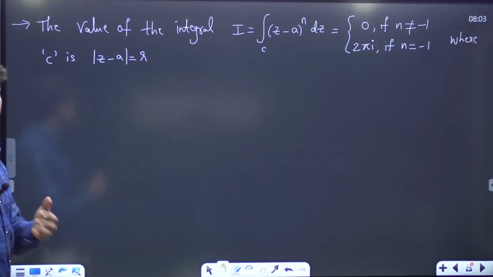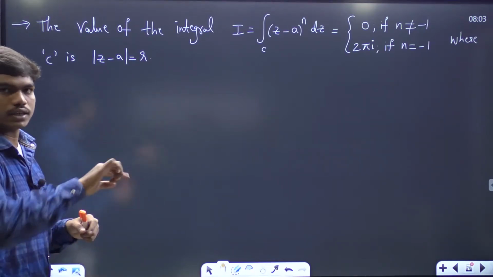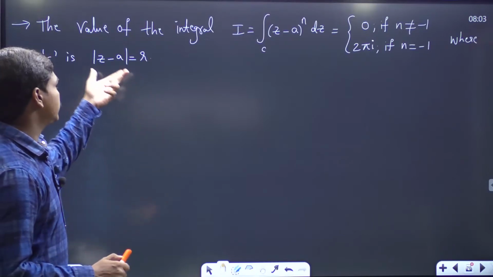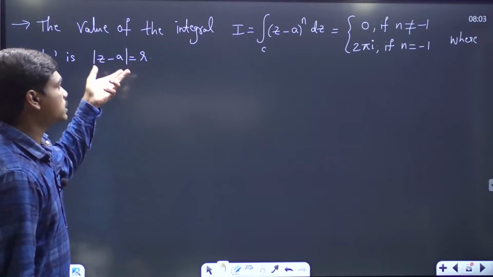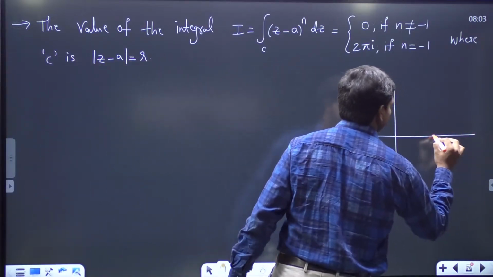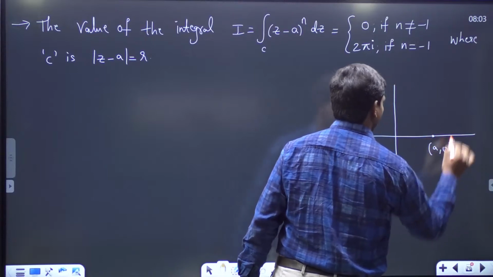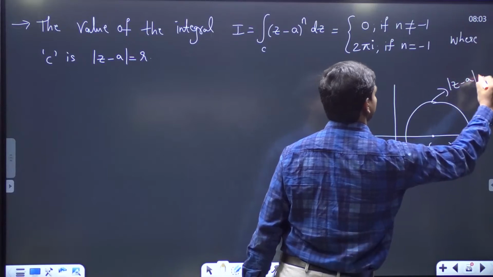I told you what a simple closed curve is. The curve in between, except at the final and initial point, should not intersect or touch in between, correct? And if you see, this equation is a circle with center (a, 0) and radius r. So this is a simple closed curve. Let us suppose this is some point (a, 0) and then this could be a circle where mod z minus a is equal to r.